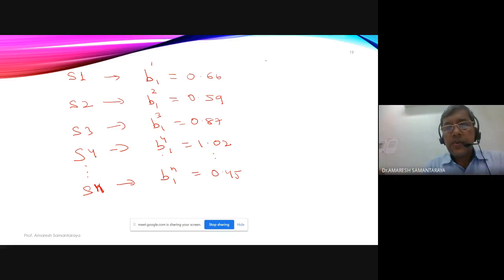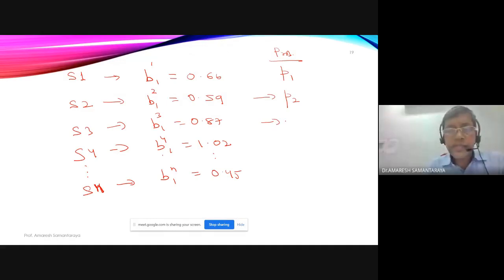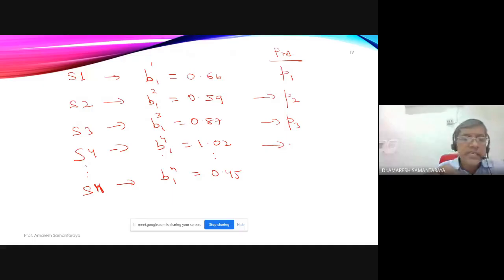Now, with some probability, I have chosen S1. Let me put that probability as P1. With some probability, I could have chosen sample 2. Let me put as P2. With some probability, I could have chosen 3. Let me put as P3. Some probability, I could have chosen sample 4. I could have got P4. Similarly, Pn. So now you can see here, this is a distribution of beta 1.